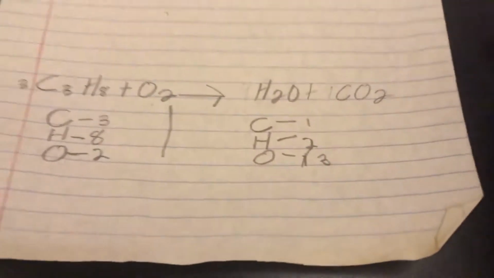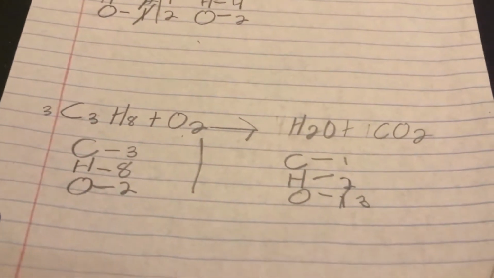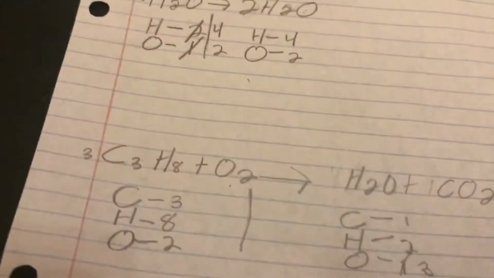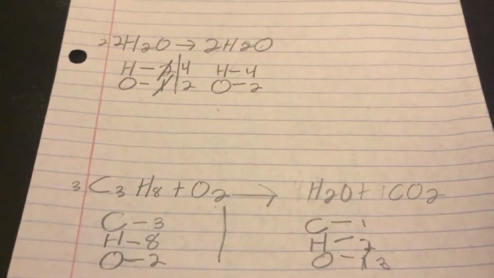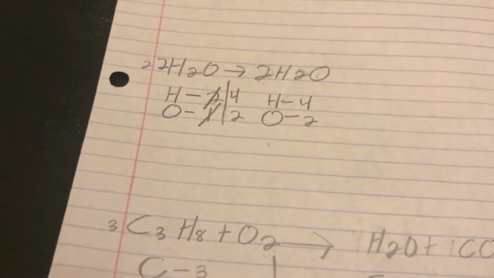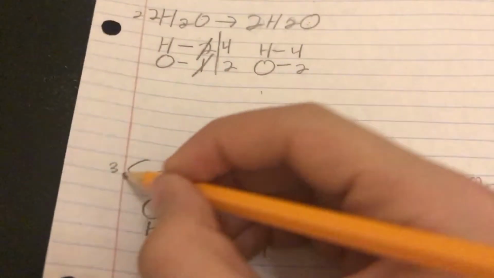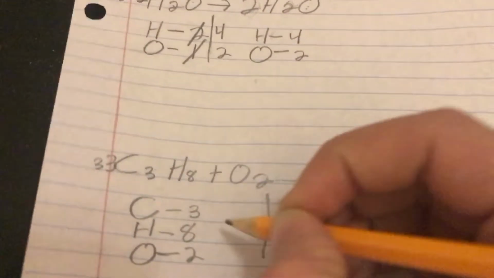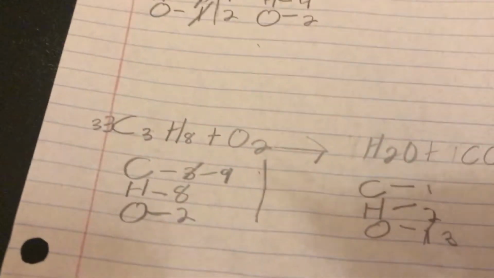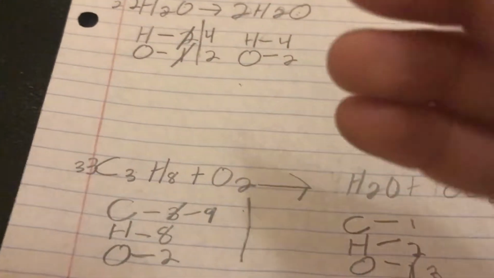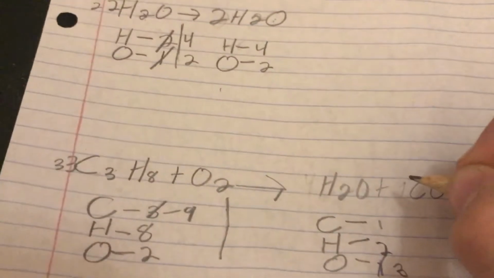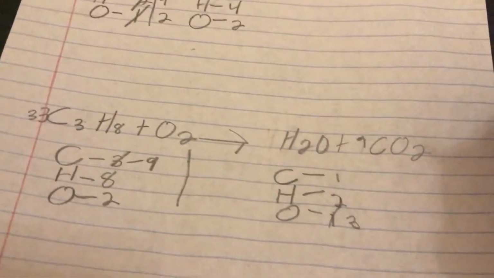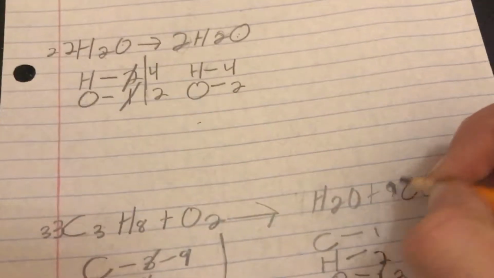Now, I must try to make them balanced. So, what should I try to do? Let's see. I can only add coefficients, so I must make it even. I could try to add a 3 here to make this a 9, to make the number of atoms for carbon a 9. Here, I could add a 9. Sorry, it's such a weird 9, but it's 9. 1 times 9 is 9. So now carbon is equal.